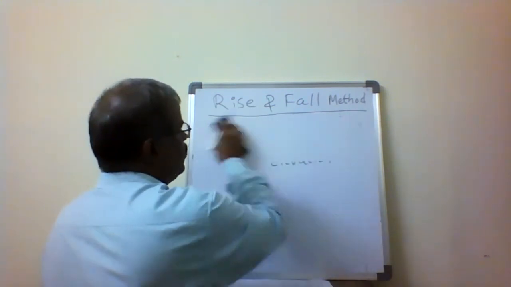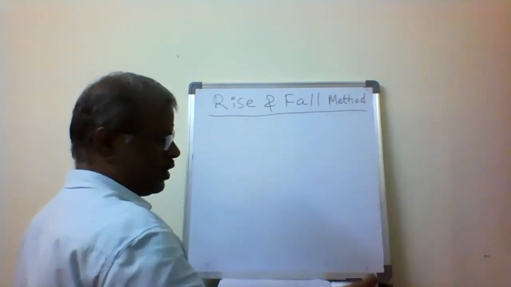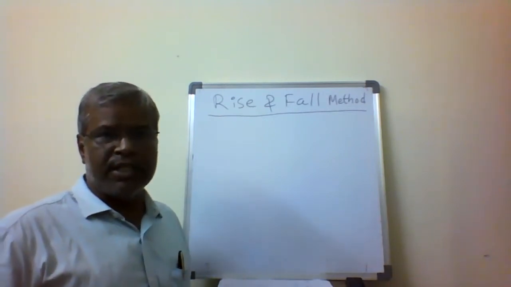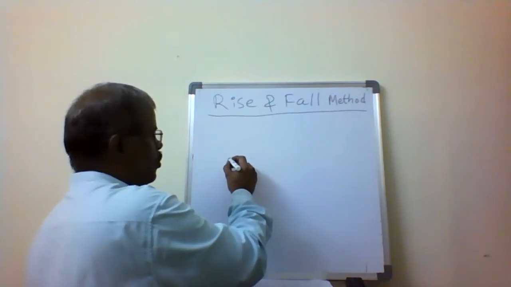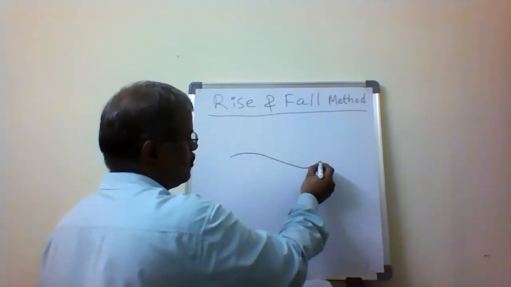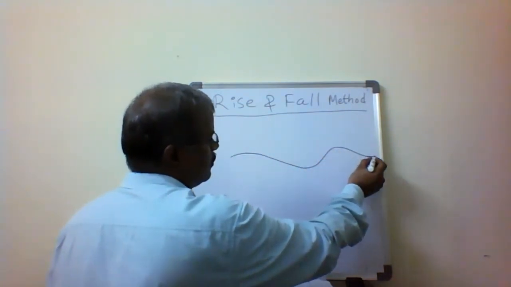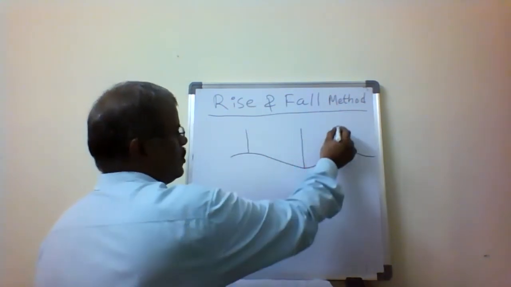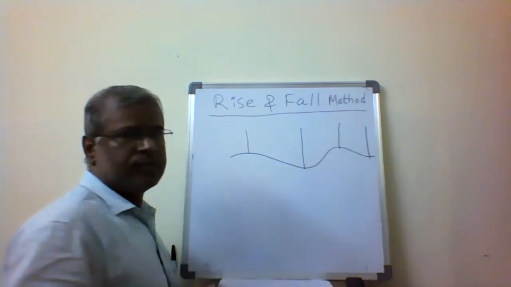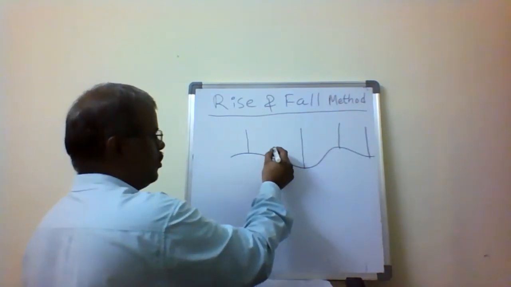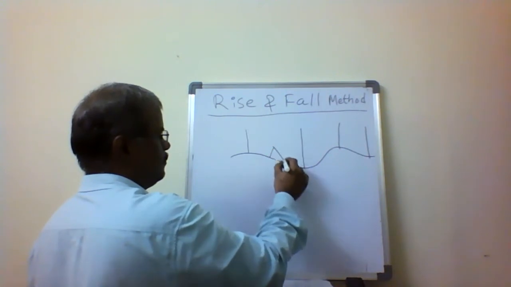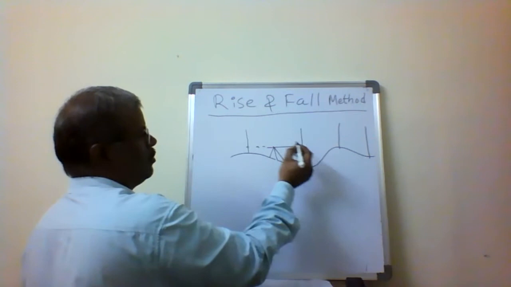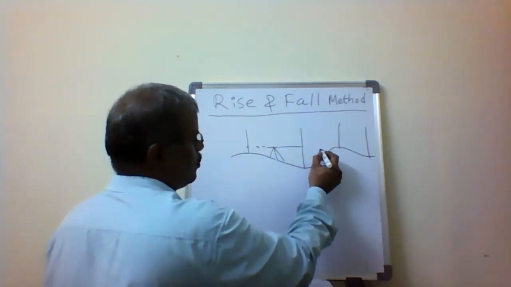So how will we do that? The rise and fall method. In the rise and fall method, the term itself gives the idea: when do we get a rise, and when do we get a fall. So now your ground profile will be like this. This is a rise, this is a fall, this is a rise, and this is a fall. If I am going to keep the instrument over here, what is the reading here?